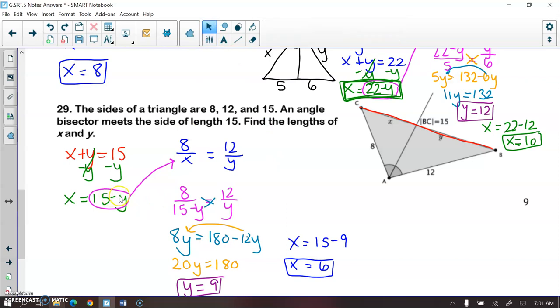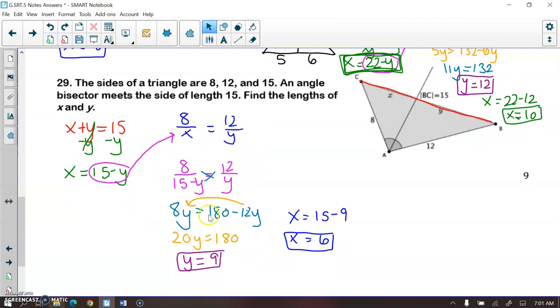Okay, solving the system by substitution, I isolated x in this red equation here and got 15 minus y. I substituted that in for x in my triangle angle bisector theorem, and I wound up with this. And then I cross-multiplied to find y. Y was 9. Then I took that 9 and put it back into this equation here to find x. X came out to be 6. All right, that brings us to the end of this lesson.